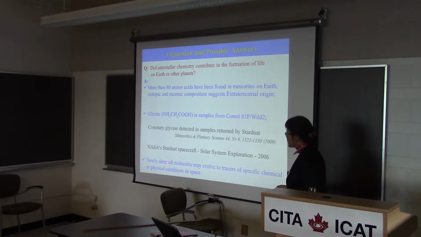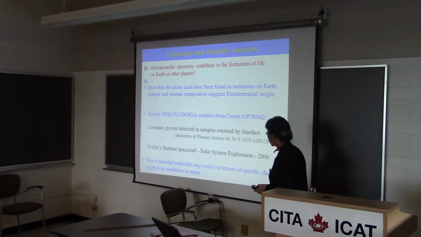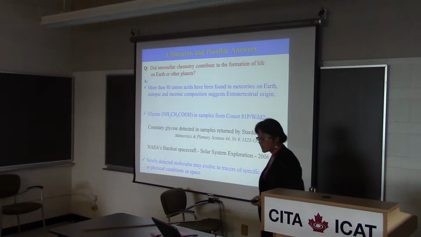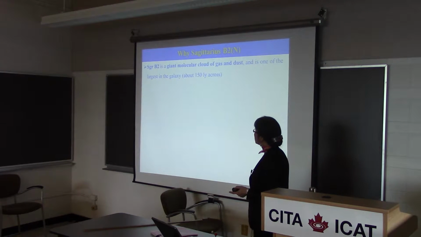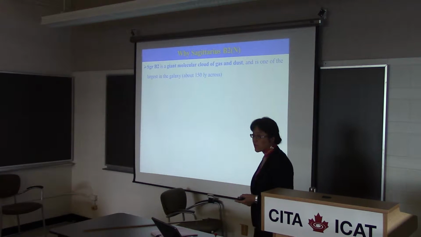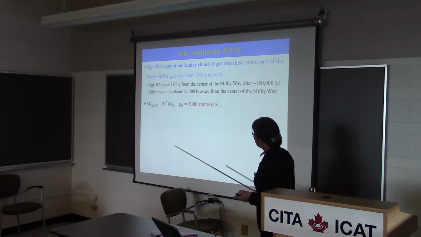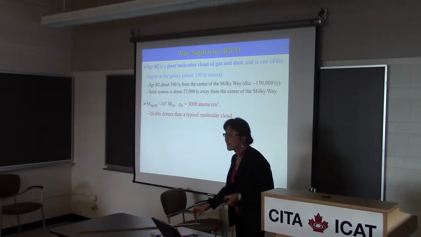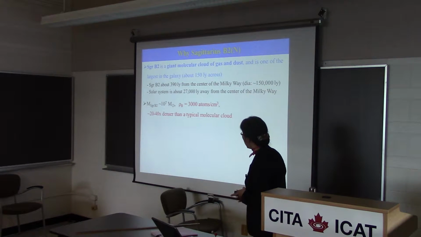Most recently detected species all suggest the evolution of this to the traces of specific chemical and physical conditions, possibly in space. So a few words about Sgr B2. It's a giant molecular cloud. It's very near the center of our Milky Way. And the density of the cloud is extremely high. That's in favor of forming complex organic molecules.